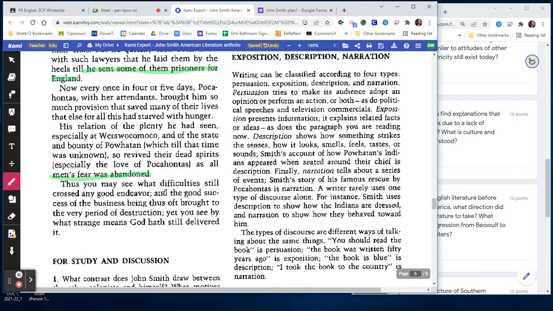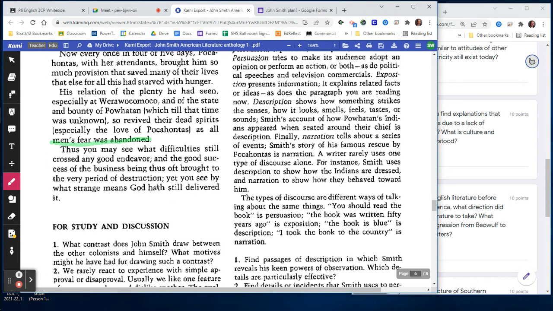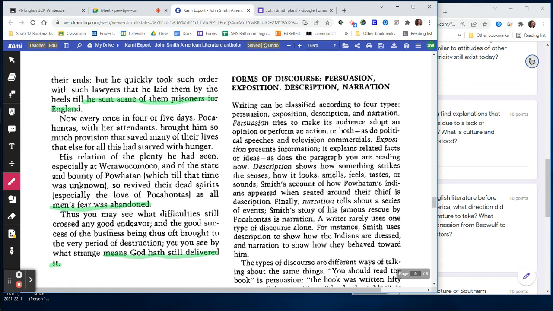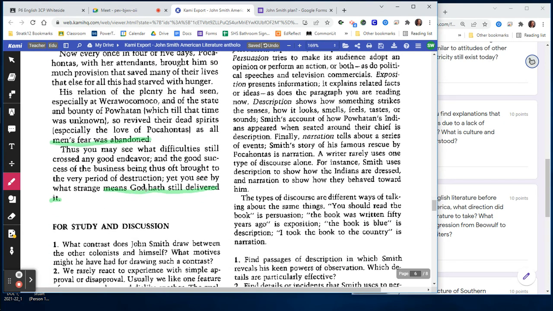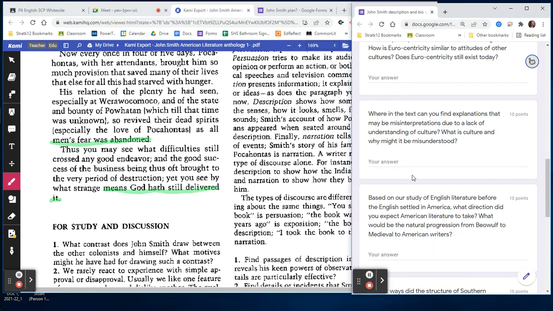Thus you may see what difficulties still crossed any good endeavor, and the good success of the business being thus brought to the very period of destruction. Yet you see by what strange means God had delivered it. So even though this is not Puritan, they still have this concept of God watching over them, and this idea that God delivered America to the Europeans. Let's go back to the questions.